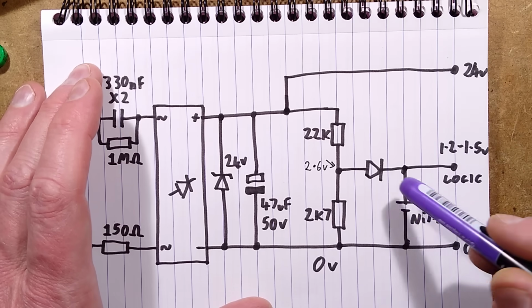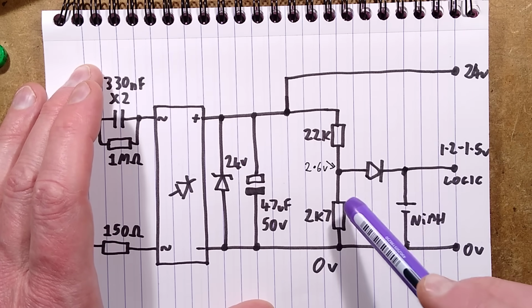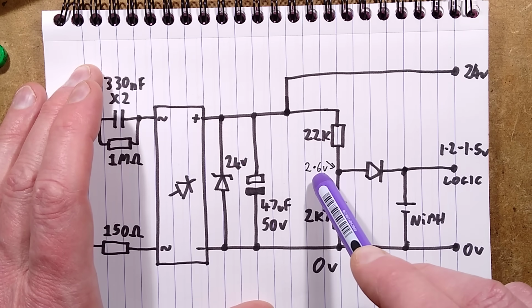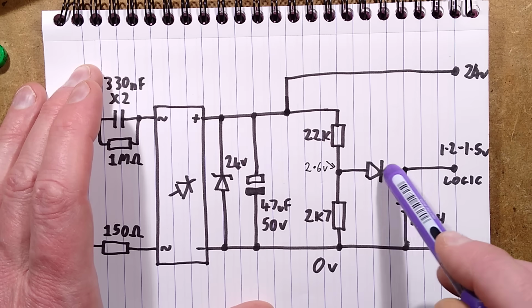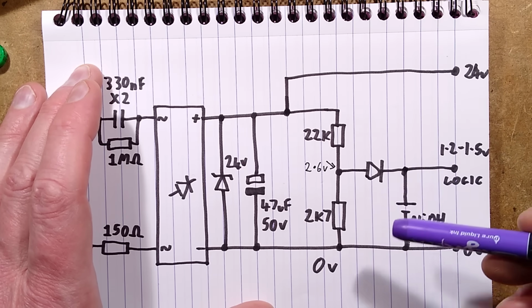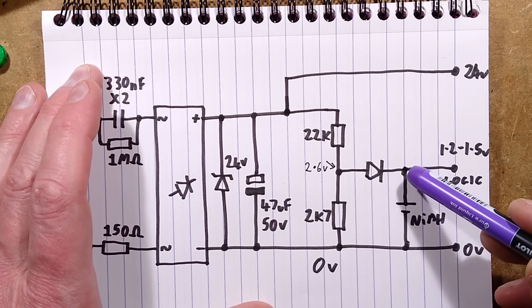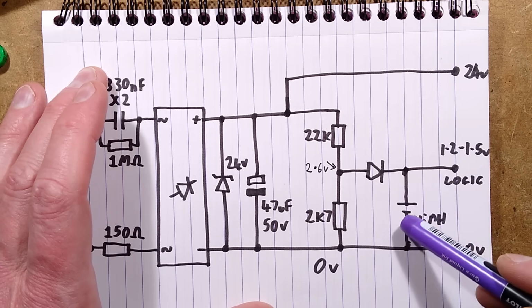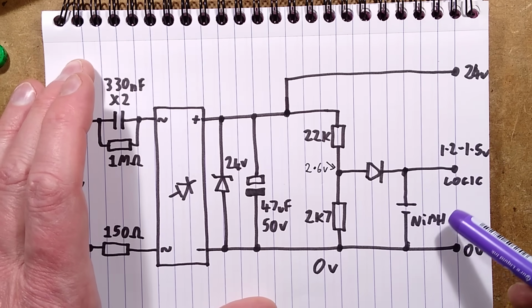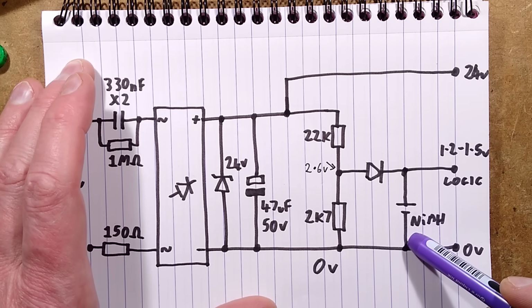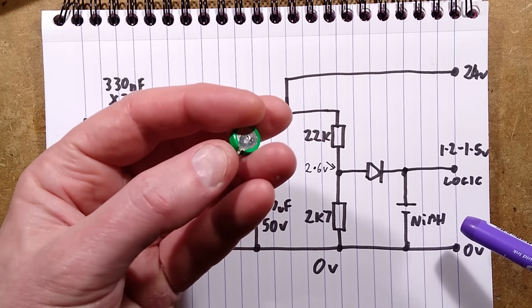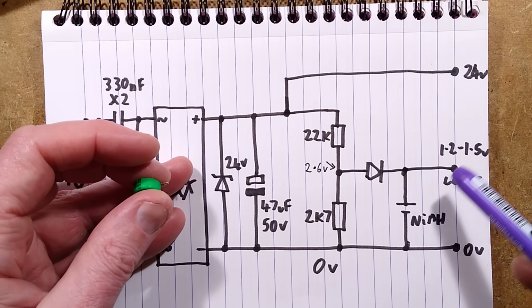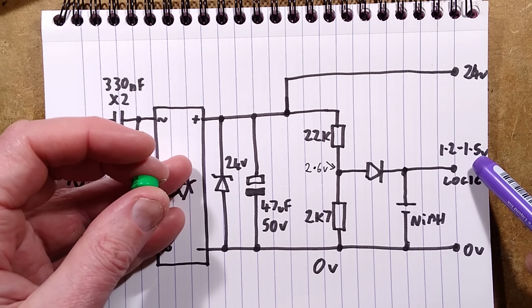So if the cell was fully discharged, it would actually pull this voltage down a little bit more. But that 2.6 volts is dropped by about 0.6 volts across this diode. The diode is there to prevent the nickel metal hydride cell self-discharging into the circuitry when the unit is unplugged. And normally, a good nickel metal hydride cell, a fresh one, will have a fairly low impedance and it will cap to 1.2 to 1.5 volts.